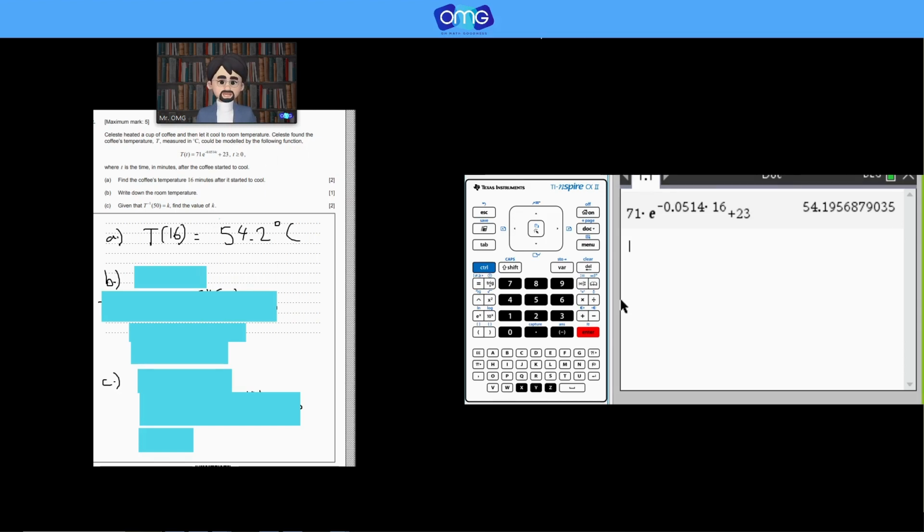Room temperature is when it has cooled down for a long time. Let's say t is infinity, because the temperature settles later. So we substitute the small t into infinity, and this term is 0. So 71 times 0 equals 0. 0 plus 23 is 23 degrees Celsius, and that's the room temperature.